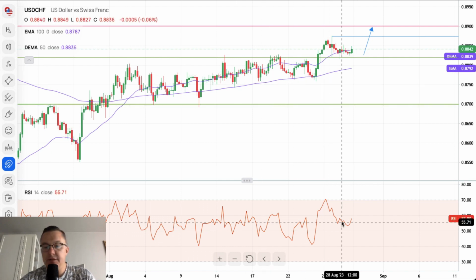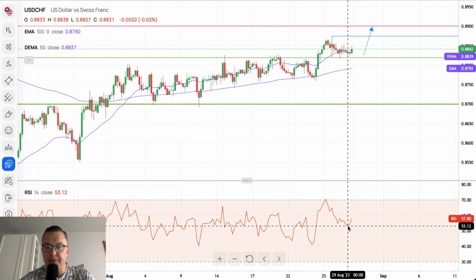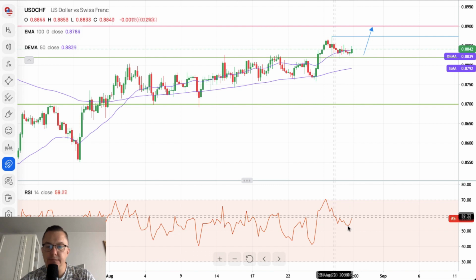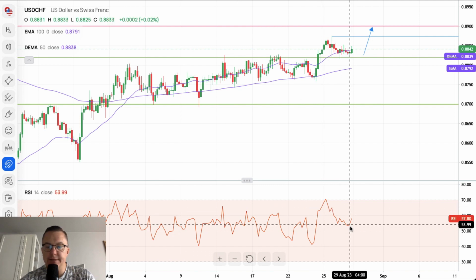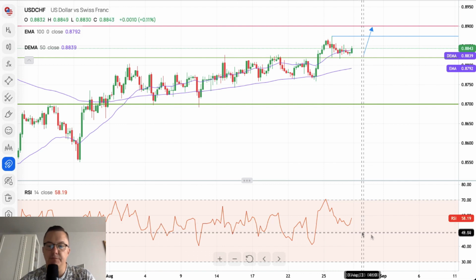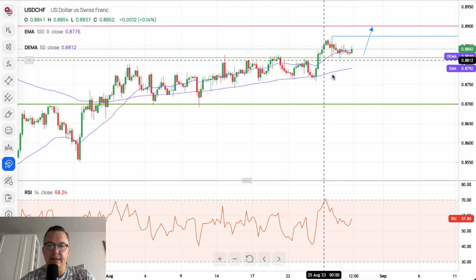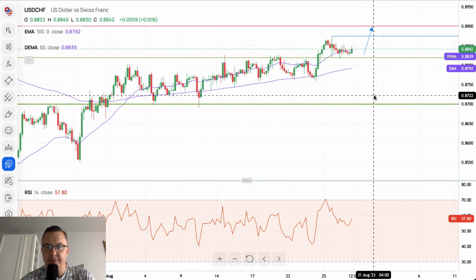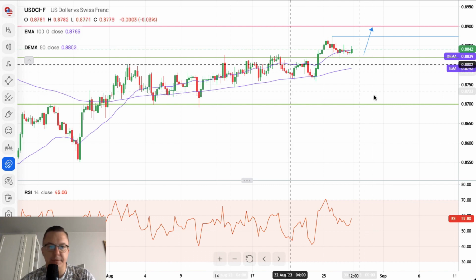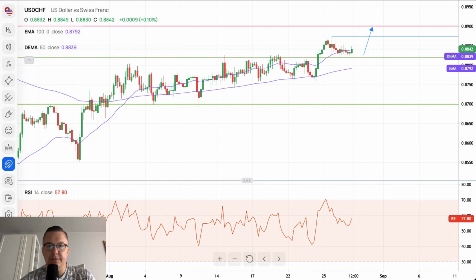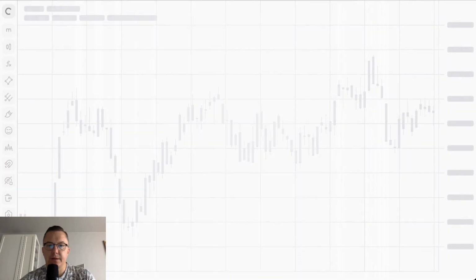8,699. Momentum is still positive. It just bounced from the level of 53. So the outlook remains bullish, but any deterioration lower below the level of 50 would likely end this kind of a movement to the upside, and then of course downside movement would happen. So that was the US dollar to the Swiss franc.